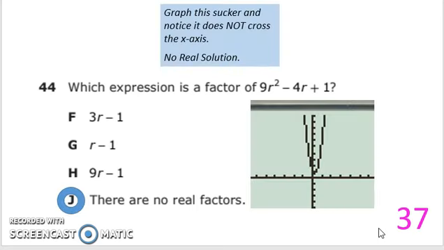All right, on this one right here, you might get a freebie. Hey, put it in your calculator, press graph. Oh my goodness, notice right here, it doesn't even cross the x-axis at all. So if it doesn't cross the x-axis, there are no solutions, which they're calling factors in this problem.